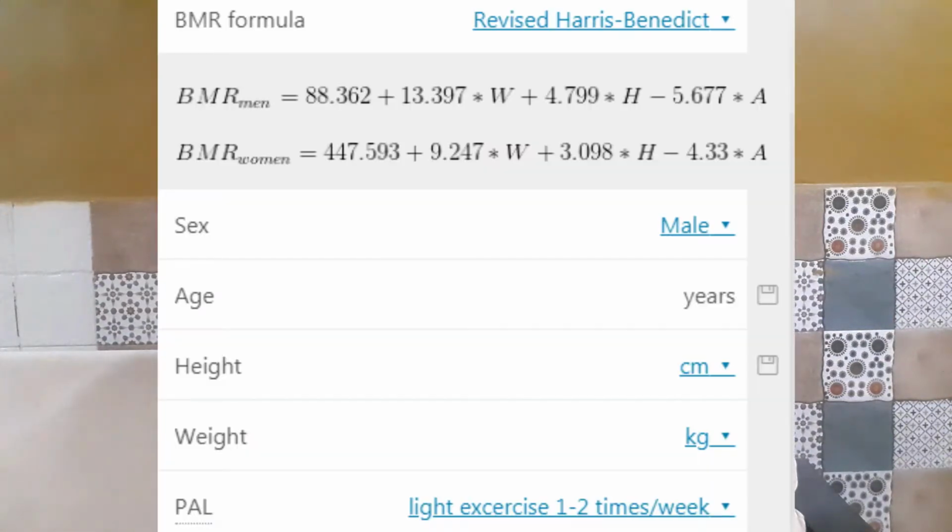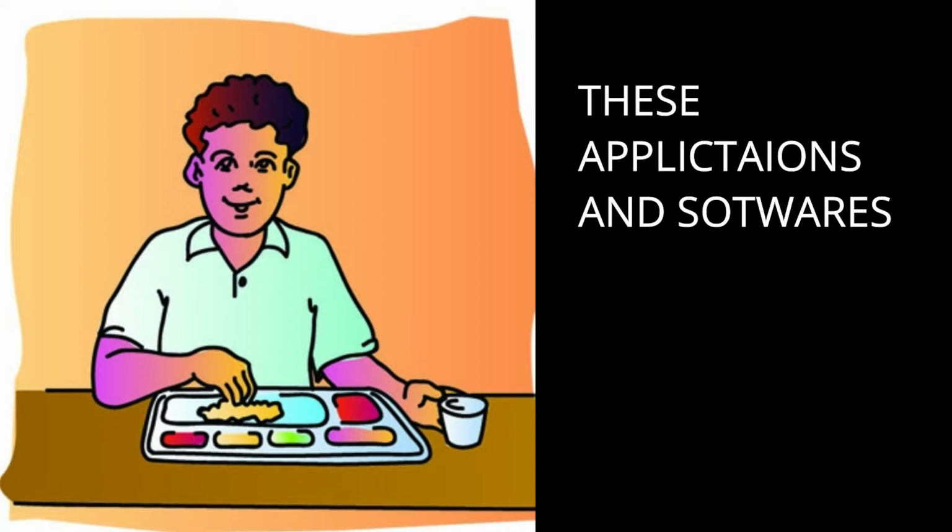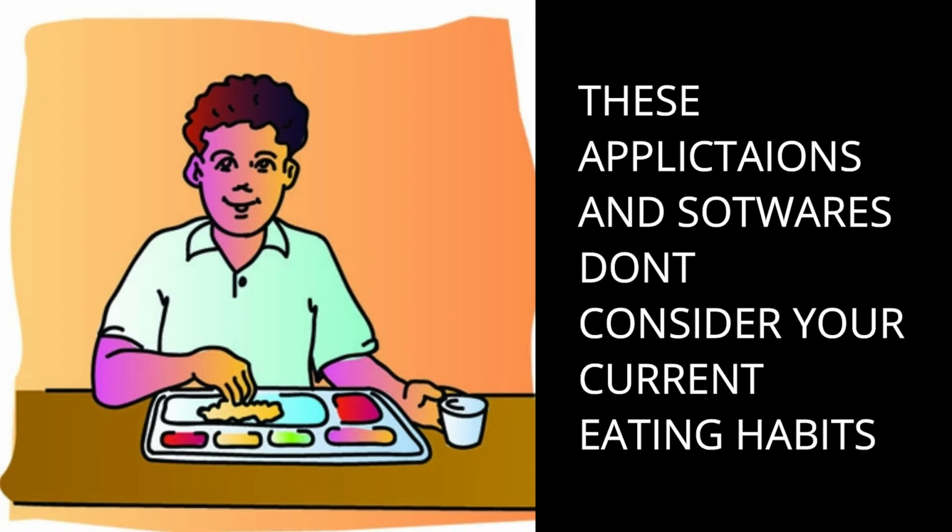But this might be very approximate and it will be very difficult for you to follow because the number which they give is just based upon approximations and some formulations which they generally use. So it is just a generic value, it is not customized for a particular individual. So the major problem with these applications and software is that they don't consider your current eating habits.